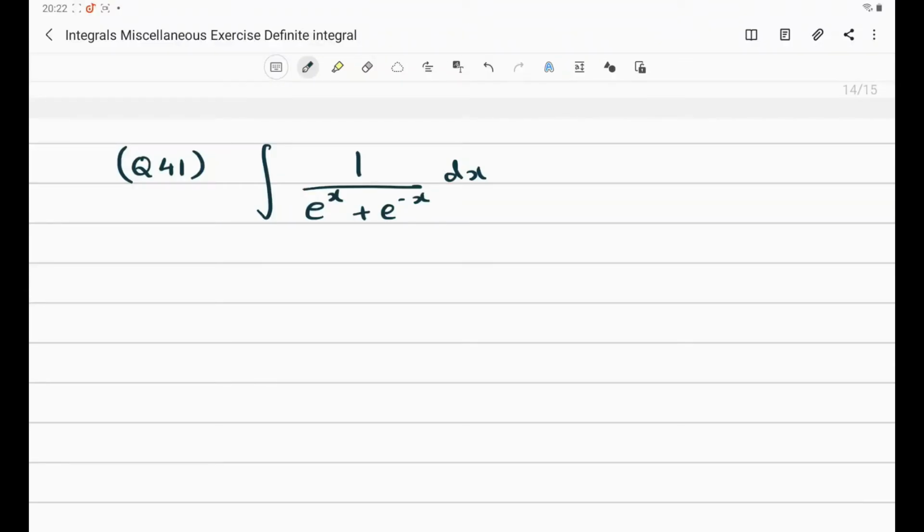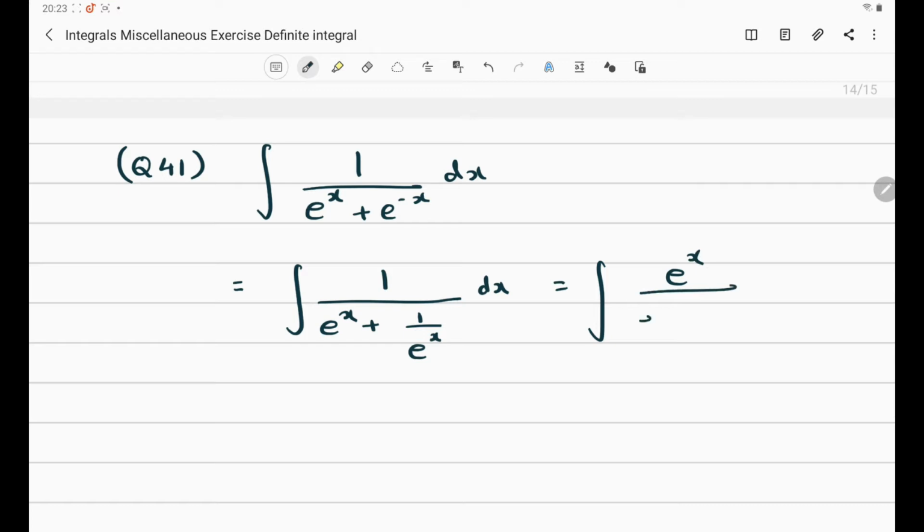Question number 41. Integral of 1 by e to the power of x plus e to the power of minus x. So, this can be written as 1 by e to the power of x plus e power minus x, which can be written as e to the power of x by e to the power of x into e to the power of x, that is e to the power of 2x plus 1 dx.